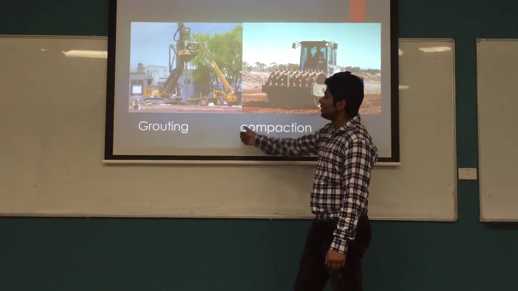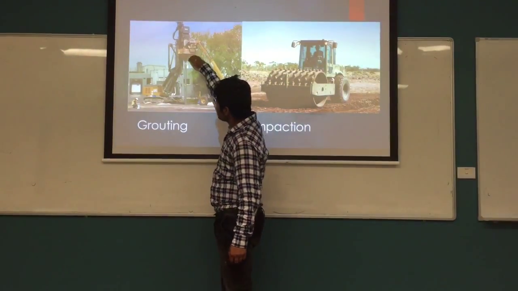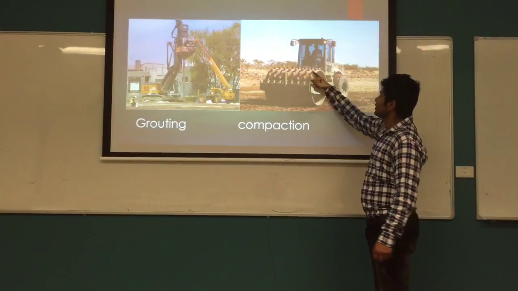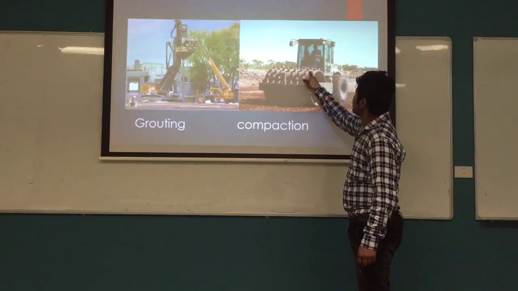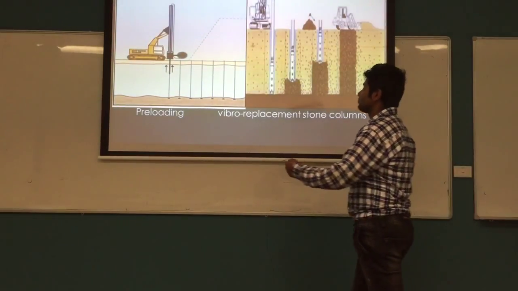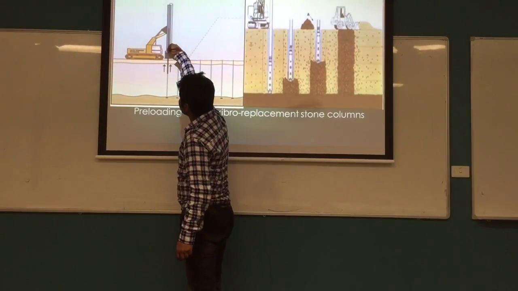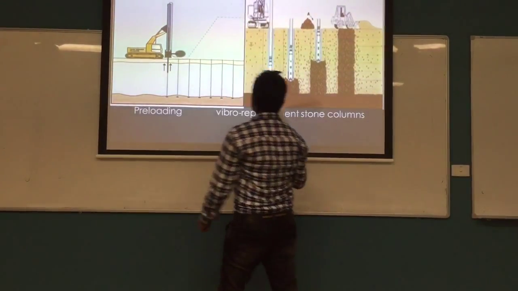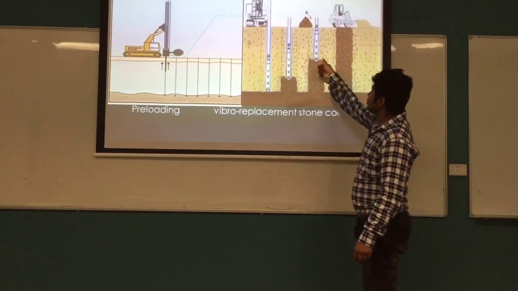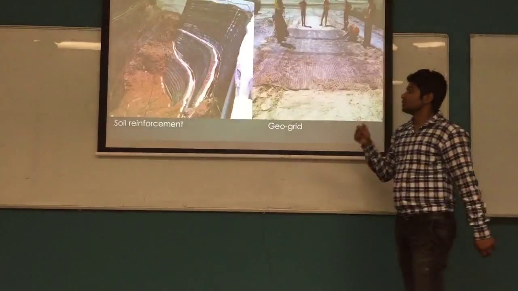And finally, here are some of the soil improvement methods that I tried to introduce in some figures. The first one, grouting. Here in the grouting process, the grout is injected through machines. The second one, compaction. The stiff wheels of the dozers are used to compact the soil. Next, preloading, as I have already discussed, the application of some external vertical stresses. And vibro replacement stone columns. These are the columns constructed on the site to increase the stability of the soil.